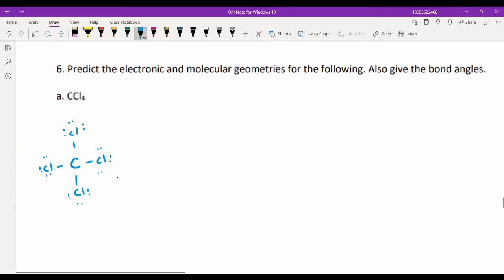So when we look at the carbon, that's where we use the AX notation. A is meant to represent the carbon. X is the number of atoms bonded, so that would be 4. And E would be the lone pairs, which would be 0 because there are no lone pairs on carbon, right? So this is the number of atoms attached to the carbon, and this is the number of lone pairs on the carbon.